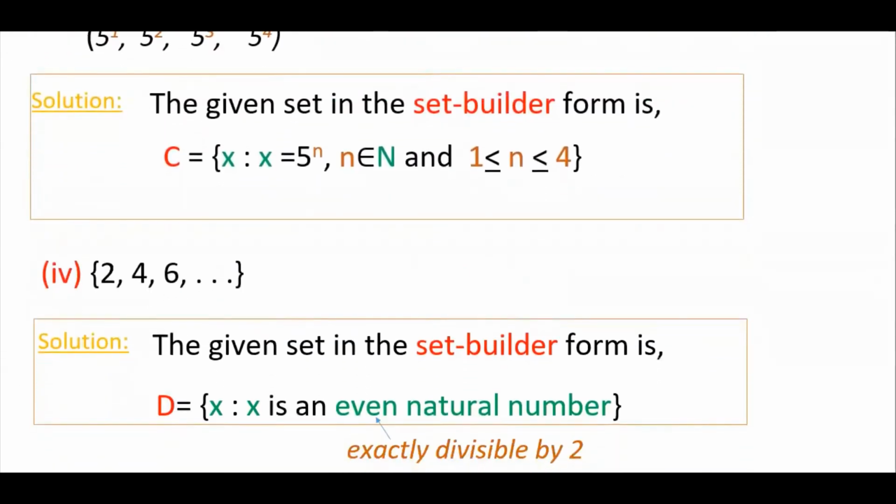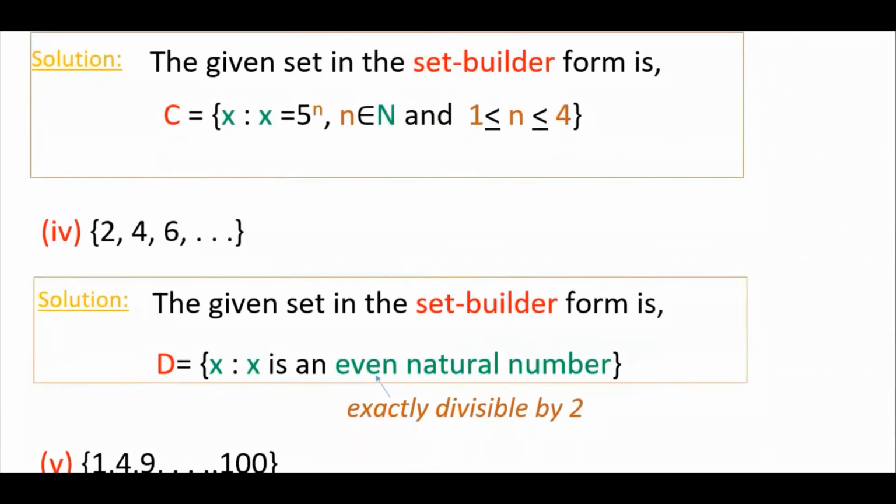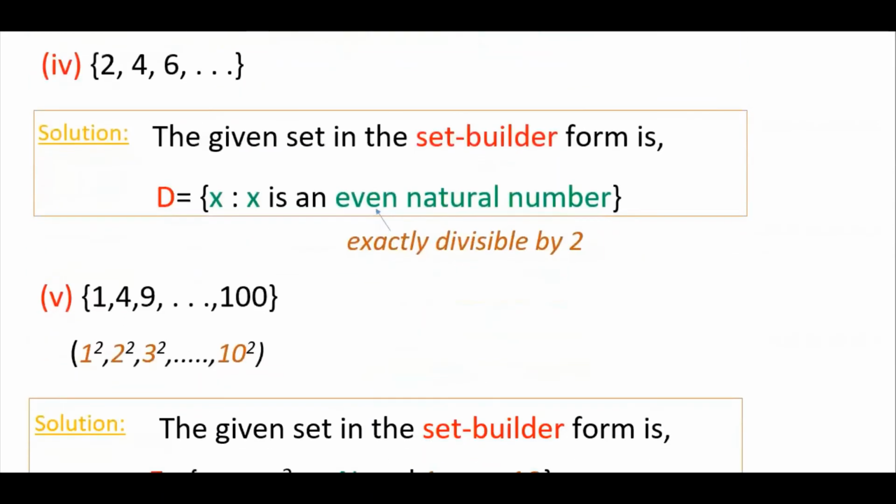And next one is 2, 4, 6. If you observe, these are natural numbers as well as even numbers. These numbers are even numbers because even numbers are exactly divisible by 2. We know this. So you have to write D = {x such that x is an even natural number}.